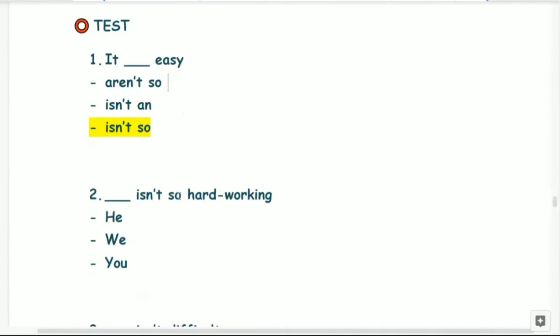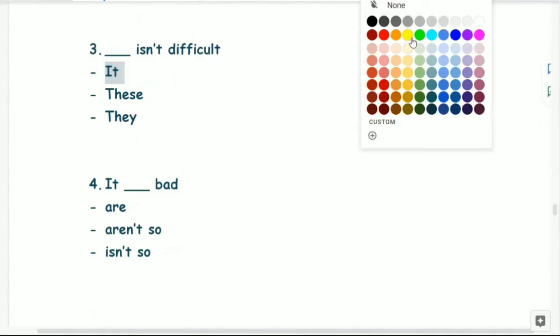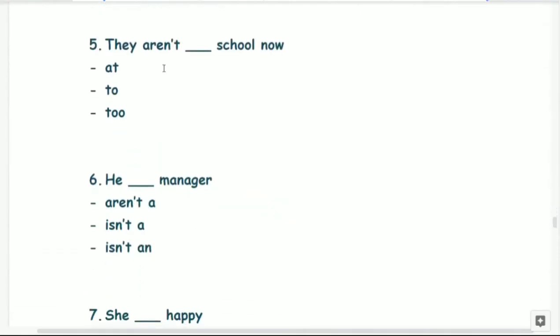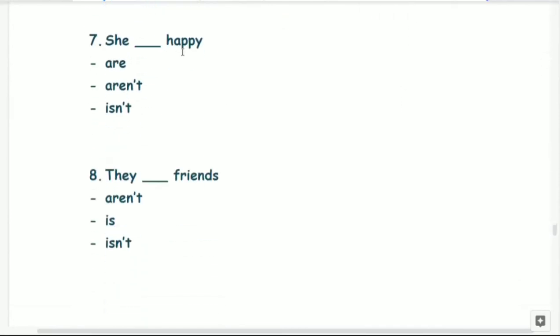Okay. So the second one is yours. So it isn't difficult. They isn't difficult. So this one is correct. It isn't difficult. Fourth is yours. Fifth is mine. They aren't at school. No. They aren't to school. No. This one is absolutely right. They aren't at school. So this one is yours.